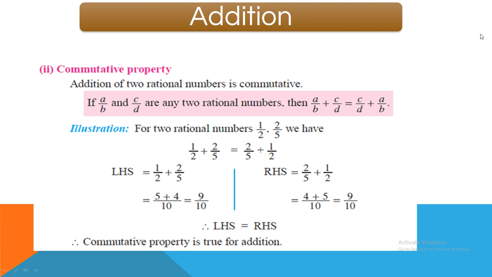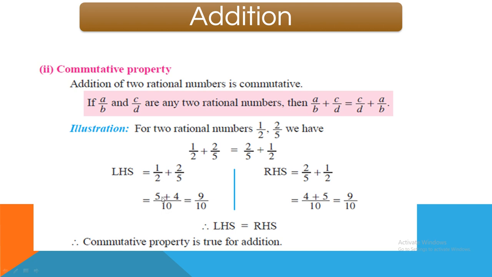We are taking the example of 1 by 2 and 2 by 5. These are two rational numbers. So first we'll find out 1 by 2 plus 2 by 5 on the left hand side, and on the right hand side we'll find 2 by 5 plus 1 by 2. On the left hand side, when we solve, the LCM of 2 and 5 is 10. Then we check the table of 2, where we get 10, we get it at 5.